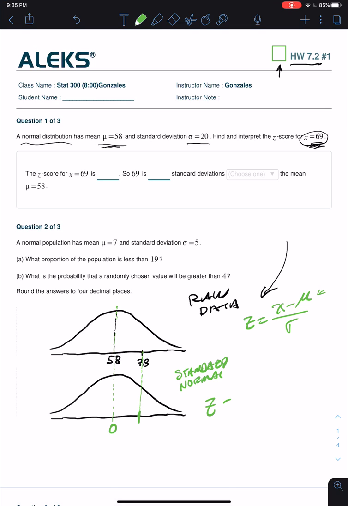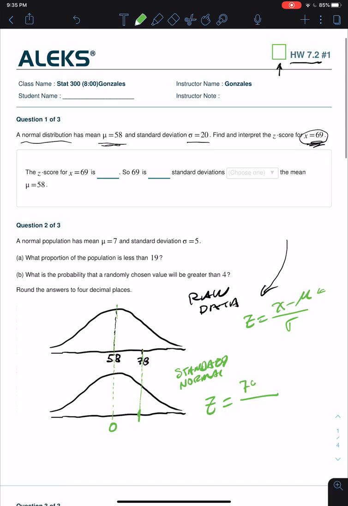Z equals, remember, a raw value of 78 minus the mean of 58, over the standard deviation, which is 20. Well, 78 minus 58 gives us 20. And 20 divided by 20 would give us a z-score of 1. So 78 in the raw data converts to 1 on the standard normal, or a z-score of 1.